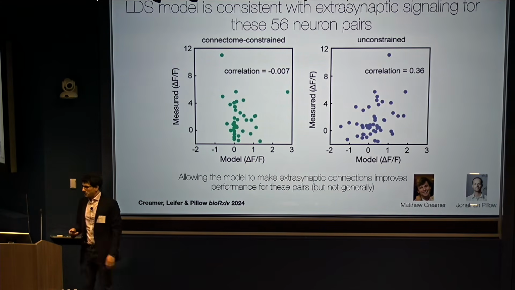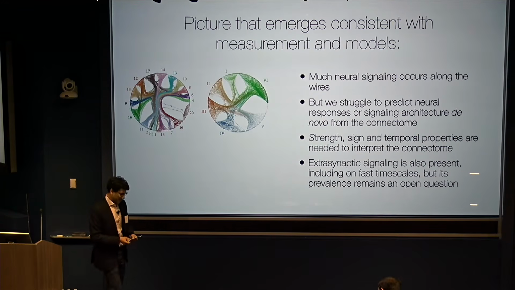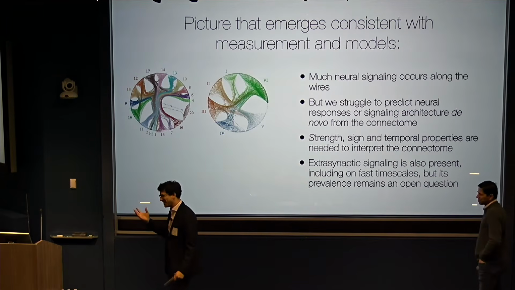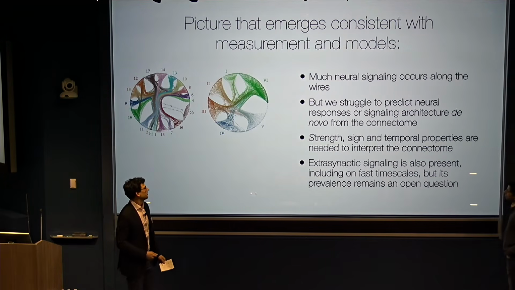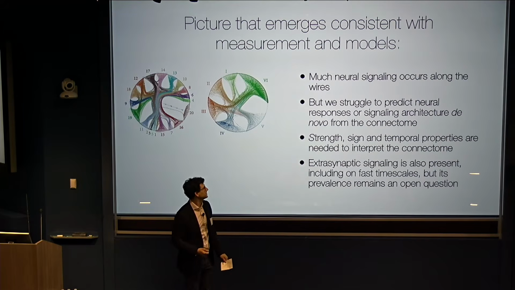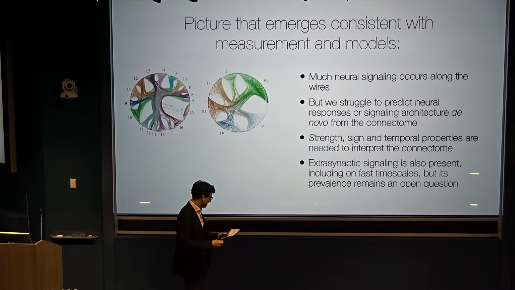OK, so how do we make sense of all of this together? I would say that the connectome is really important for explaining our measurements, so that speaks to what I think Mala was excited to hear. And I would say it is also at the same time true that we struggle to predict neural responses or signaling architecture de novo. And maybe that's OK. Maybe we shouldn't expect the connectome to do that for us. And maybe having both is really valuable.